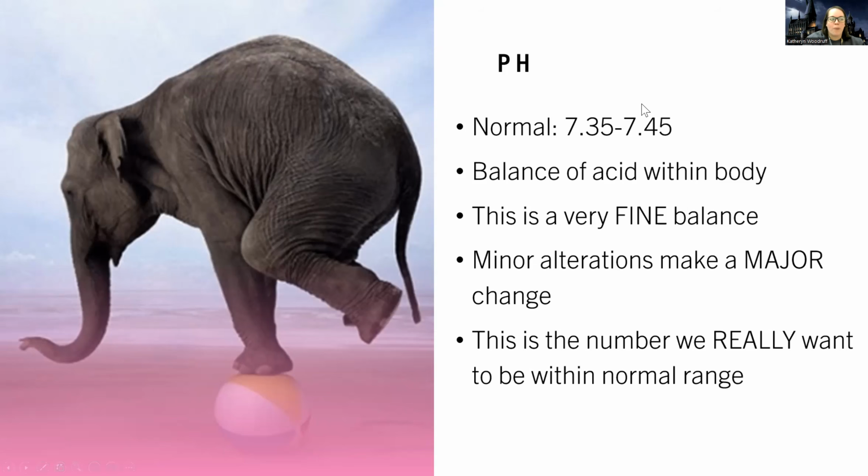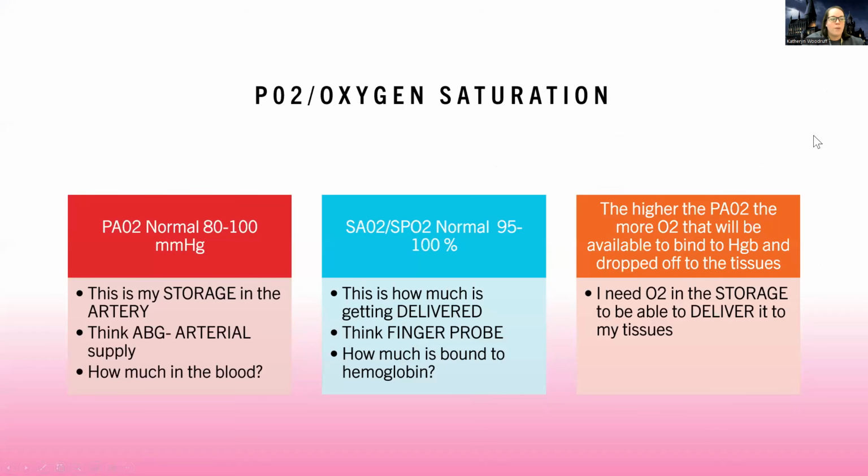Because that really shows that your body is able to compensate and get back to where it needs to be. We also look at oxygenation. So this is definitely helpful for some of the lower respiratory disorders that we just talked about. There's something called PaO2, and then there's also SaO2.